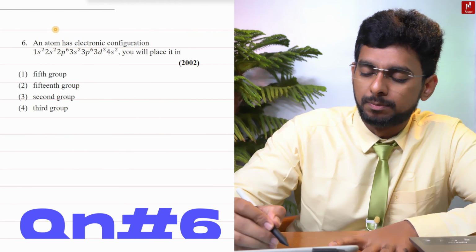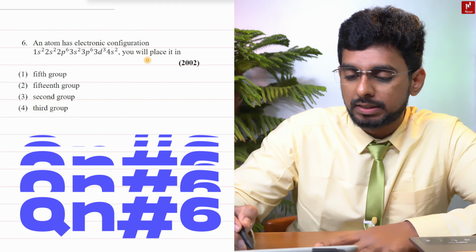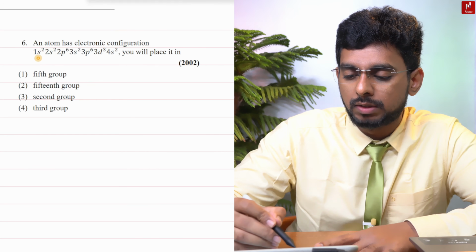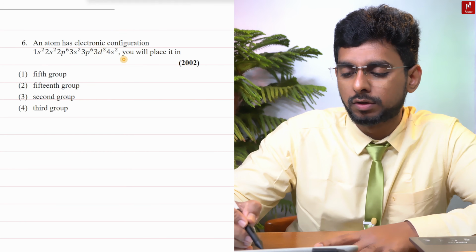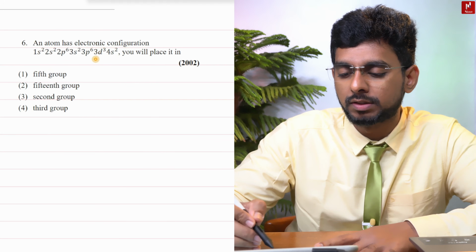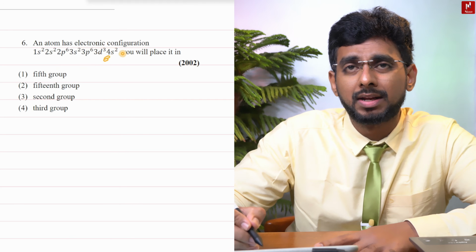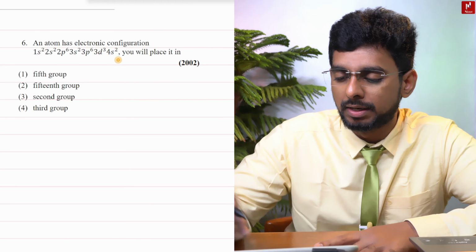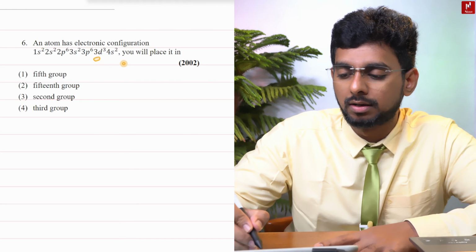This question is also a simple one. Let me read the question. An atom has the electronic configuration 1s2, 2s2, 2p6, 3s2, 3p6, 3d3, 4s2. So they've given you the electronic configuration over here. If you just look, get the greater number, that's going to be n equals 4. So this is actually the fourth period. It's going to have a d subshell in it.